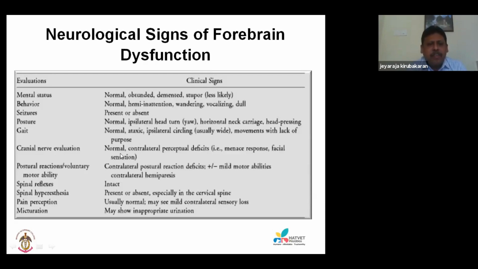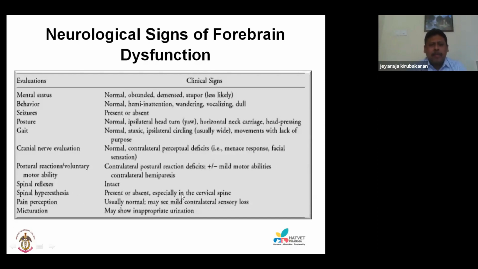Then comes the cranial nerve evaluation. You may see contralateral perceptual deficits, especially for menace or for facial sensation. Other than that, most of the cranial nerves come out from the brainstem area, not from the cerebrum. Then you have postural reaction deficits, which are usually on the contralateral side. If the lesion is on the left side, you see right side deficits. And spinal reflexes are usually intact, they won't get affected.